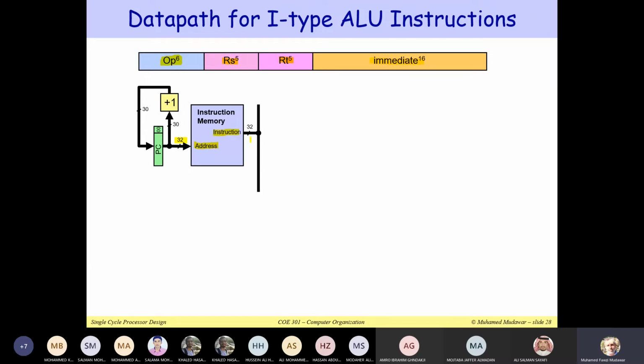So this is the instruction, the output of the instruction memory. And this instruction consists of 32 bits. Now, the upper 6 bits, you can just look at the 6 wires. Just the upper 6 bits will be the opcode.